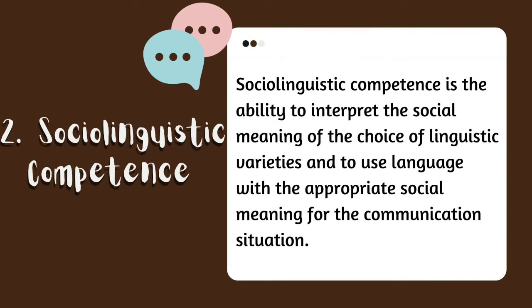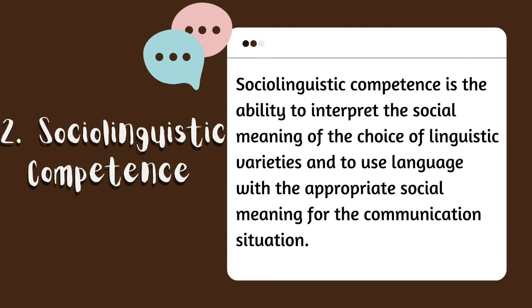The second one is sociolinguistic competence. It is the ability to interpret the social meaning of the choice of linguistic varieties and to use language with the appropriate social meaning for the communication situation. For example, when you're talking with your friend, the conversation will be informal, but when you're speaking with the president, a formal conversation will be applied.